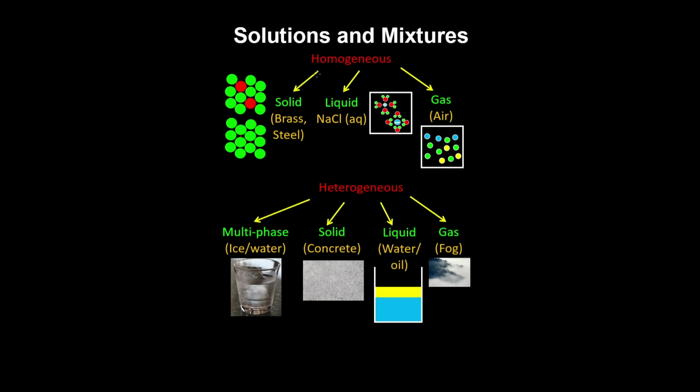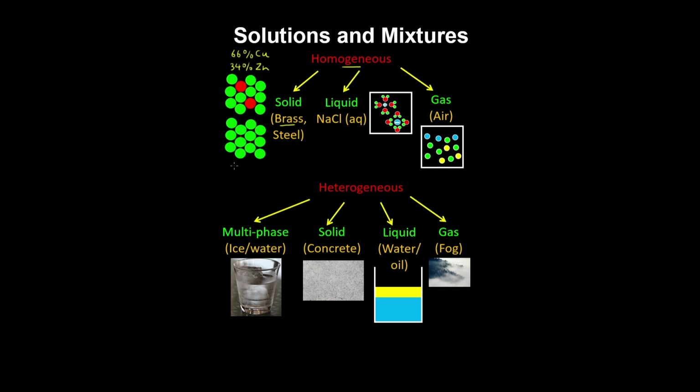Solutions are also referred to as homogeneous mixtures, where the macroscopic properties are uniform and do not vary throughout the sample. And these can be either solids, liquids, or gases. So here you have an example being brass, which is a substitutional alloy of 66% copper and 34% zinc. And the structure doesn't vary over large interatomic distances.